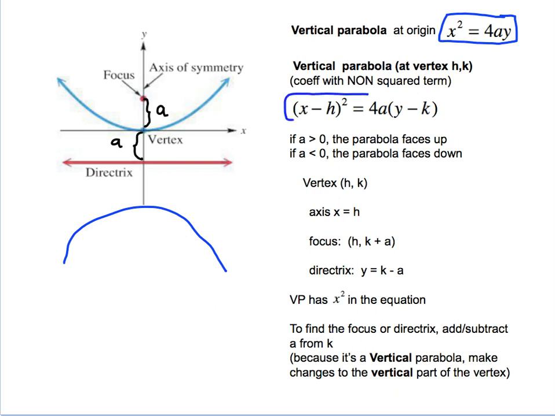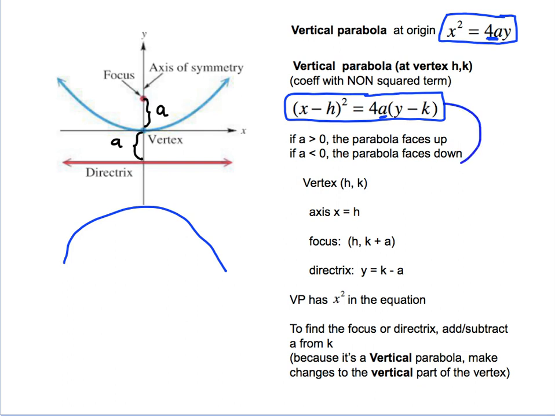Now look at these two forms, very similar. The difference is you have h inside here with x. You've got k inside here with y, kind of like we did with circles to find the center of the circle. This is the vertex of the parabola. Notice also in this format, the coefficient is with the non-squared item. The coefficient goes with the non-squared item. If a, this value right here, is greater than 0, the parabola will face up. If that a is less than 0, the parabola faces down.